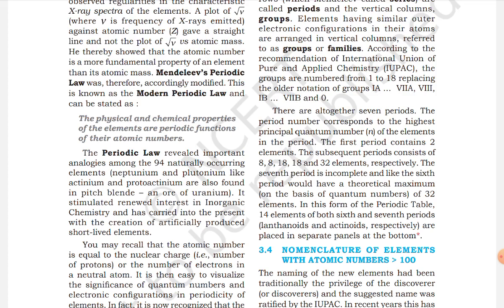The periodic law revealed important analogies among the 94 naturally occurring elements. Neptunium and plutonium, like actinium and protoactinium, are also found in pitchblende, an ore of uranium. It stimulated renewed interest in inorganic chemistry and has carried into the present with the creation of artificially produced short-lived elements.